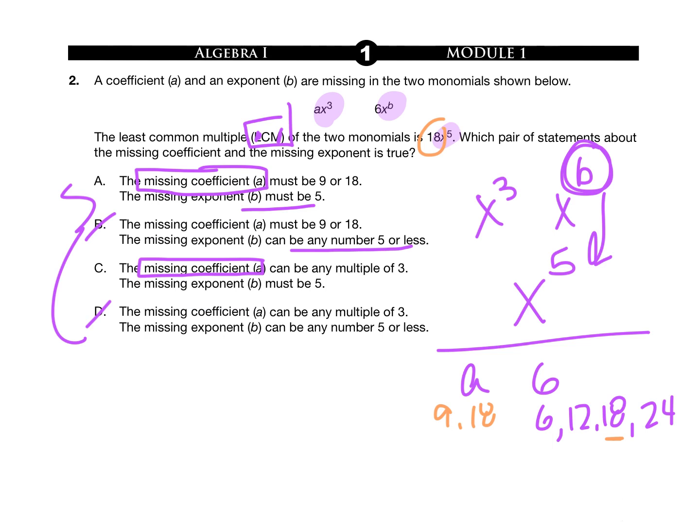Whereas if I compare it with C, the missing coefficient can be any multiple of 3. Well, if I randomly pick a multiple of 3, let's say, 12. If I compare 12 and 6 as their LCMs, I actually would have 12 being the LCM. So I know it can't be just any random multiple of 3. So that's why my final answer is A.